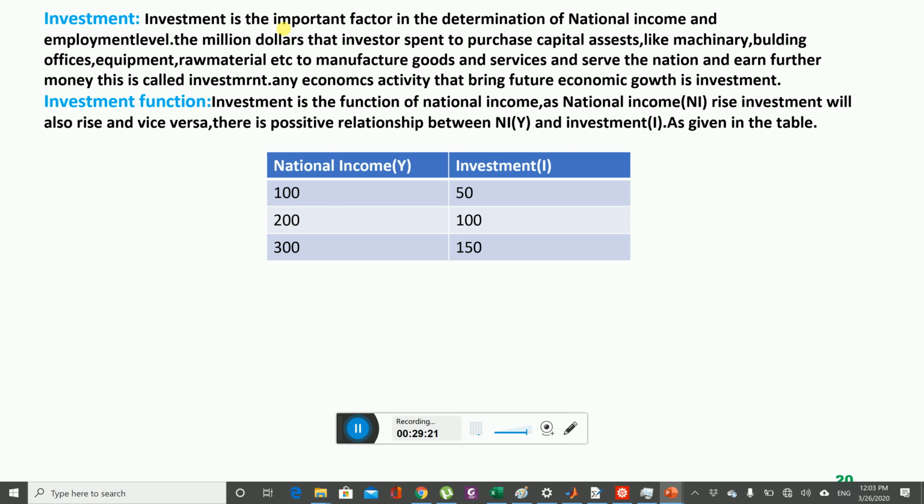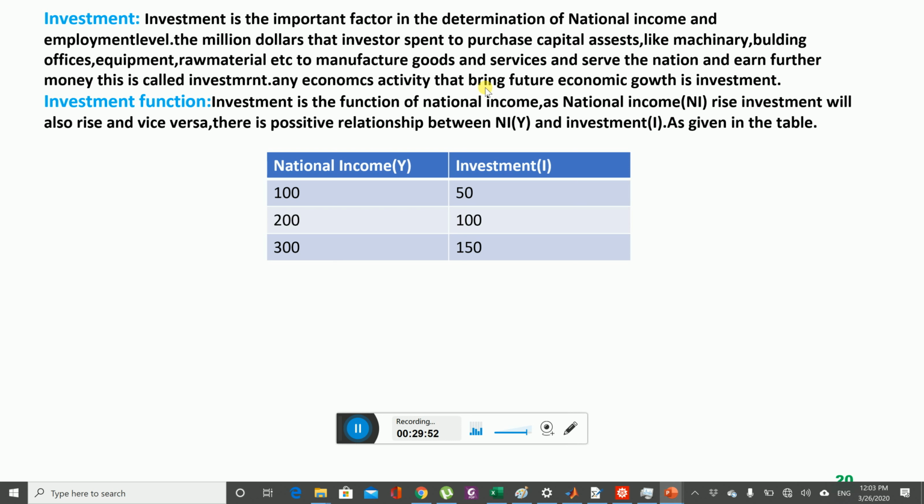the people. Now we are defining simply what is investment. So investment is when businesses spend $1 billion to purchase capital assets, to purchase equipment, machinery, buildings, offices, houses, increasing the capital stock. Why? To manufacture goods and services, to serve the nation, and ultimately to earn further money. Every investor has two objectives: serve the nation and earn money.